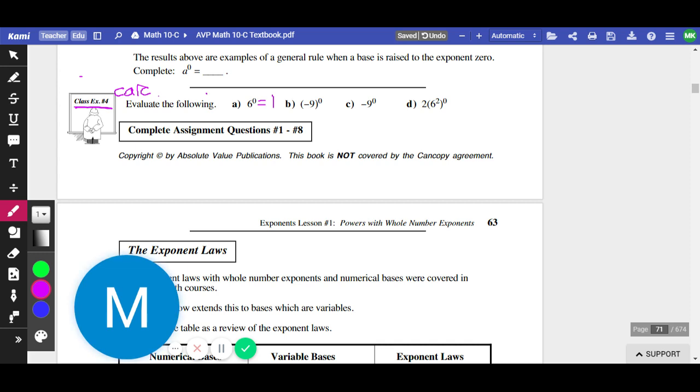If you don't use brackets, your calculator will think that it's negative times 9 to the power of 0. That's not what we want. We want the entire base to be -9. So you go bracket, -9, bracket to the power of 0, and you get an answer of 1.